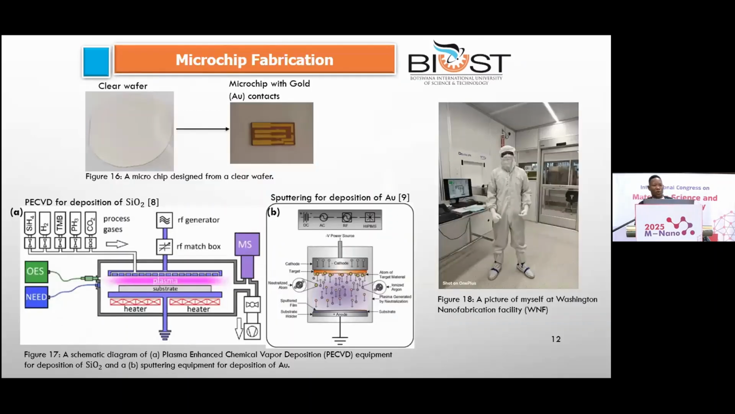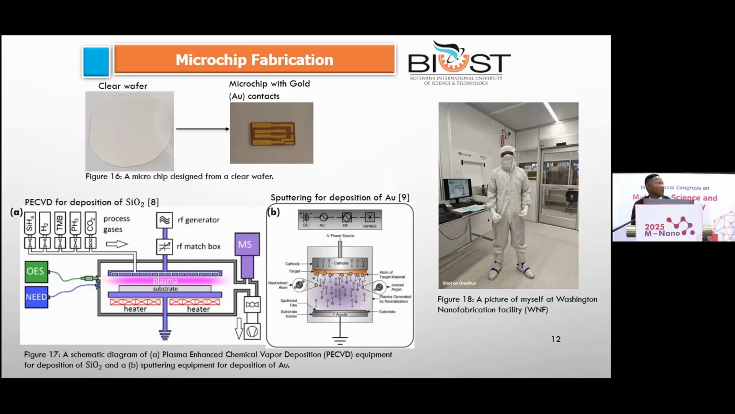And we do not stop there. Now, to build our array, we fabricated a microchip in the US, at the Michigan Nanofabrication Facility. This is a picture of myself in the facility. We fabricated a chip where we are going to deposit our sensing materials to sense the VOCs. The non-conducting part of this chip is silicon oxide, which was deposited using plasma-enhanced chemical vapor deposition, and the gold was deposited using the sputtering technique.